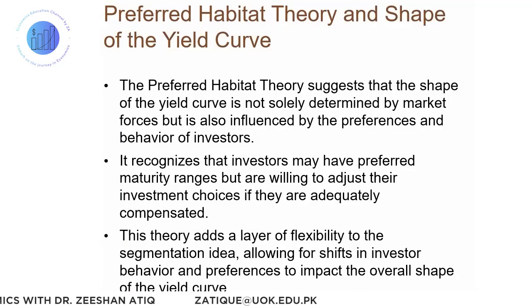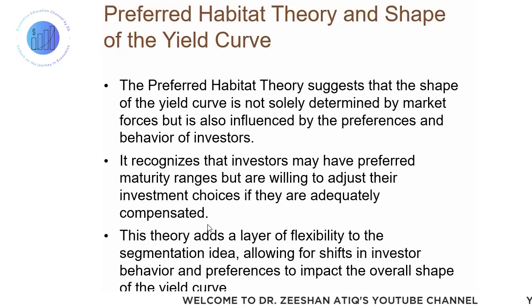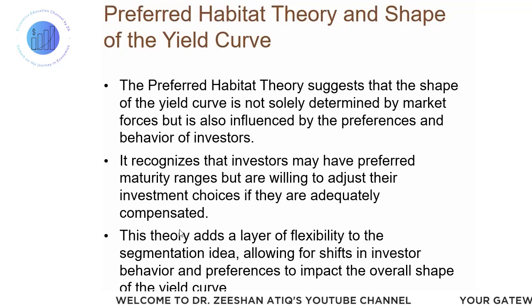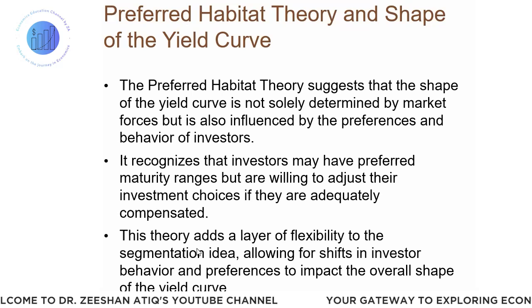So this preferred habitat theory suggests that the shape of the yield curve is not solely determined by market forces, but is also influenced by the preferences and behavior of investors. This is similar to the segmented market theory, and it recognizes that investors may have preferred maturity ranges, but are willing to adjust their investment choices if they are adequately compensated.